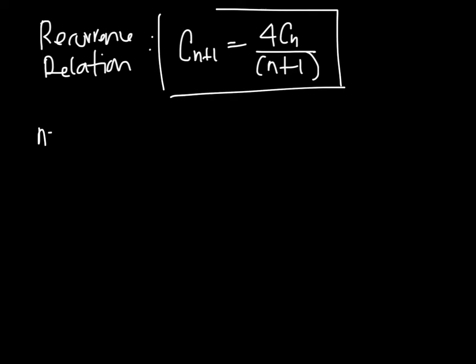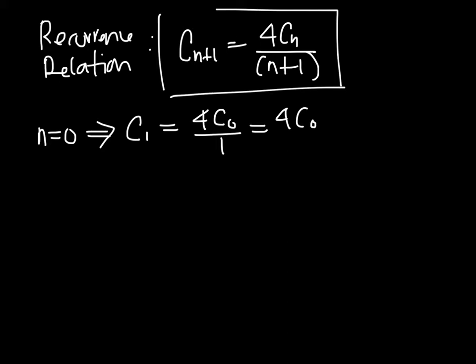So I'm going to start with n equals 0, because my original series started at 0. So if n is equal to 0, that just means I'm going to plug in 0 for this guy, and 0 for this guy. So I have C0 plus 1, or C1, which is 4C0, or C naught, over 0 plus 1, which is 1. And then this just simplifies to 4C naught. Okay, so C1 is equal to 4C0.